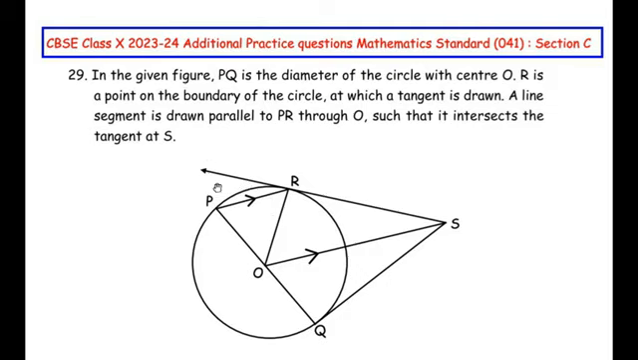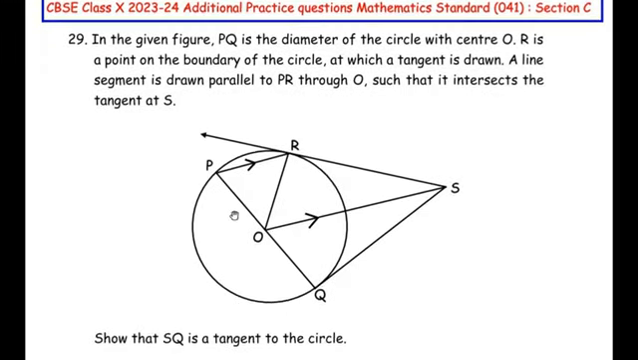In the given figure, PQ is the diameter of the circle with center O. R is a point on the boundary of the circle at which a tangent is drawn. A line segment is drawn parallel to PR through O such that it intersects the tangent at S. Show that SQ is a tangent to the circle.